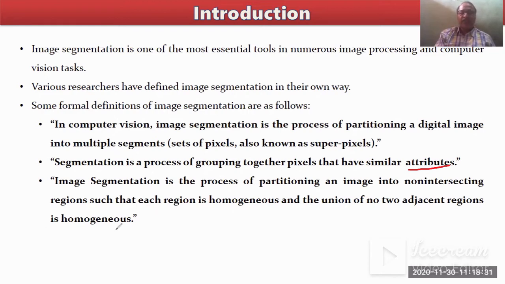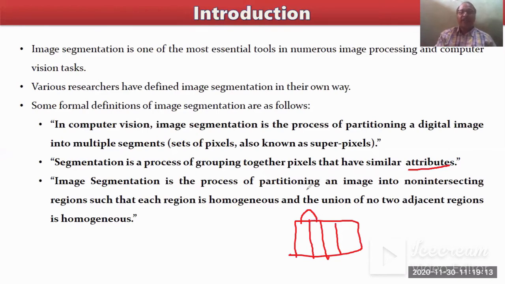So image segmentation is a process of partitioning an image into non-overlapping regions such that each region is homogeneous and the union of any two adjacent regions is not homogeneous. So we can divide the image into two regions or multiple regions. Say for example, suppose this is our image and we can divide this image into this part. So these two adjacent regions are separate, and the adjacent regions are similar to each other. So that is adjacent region.